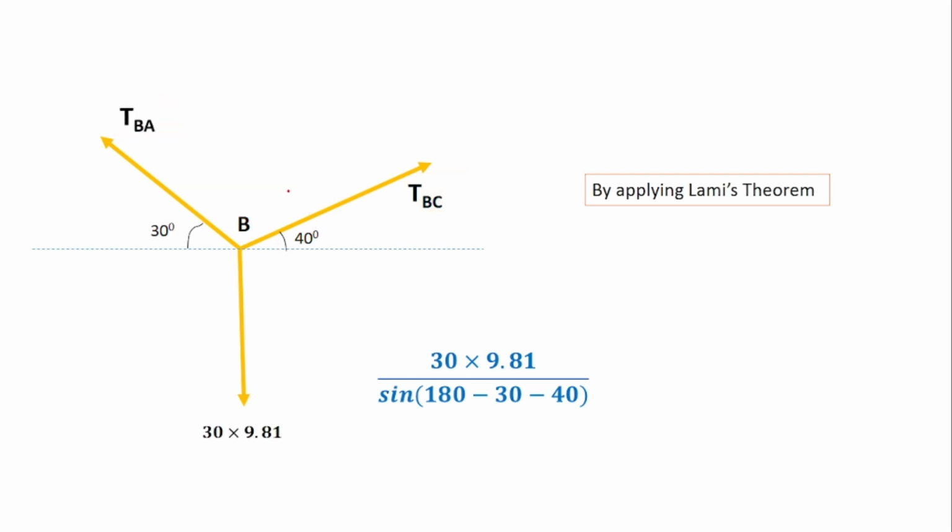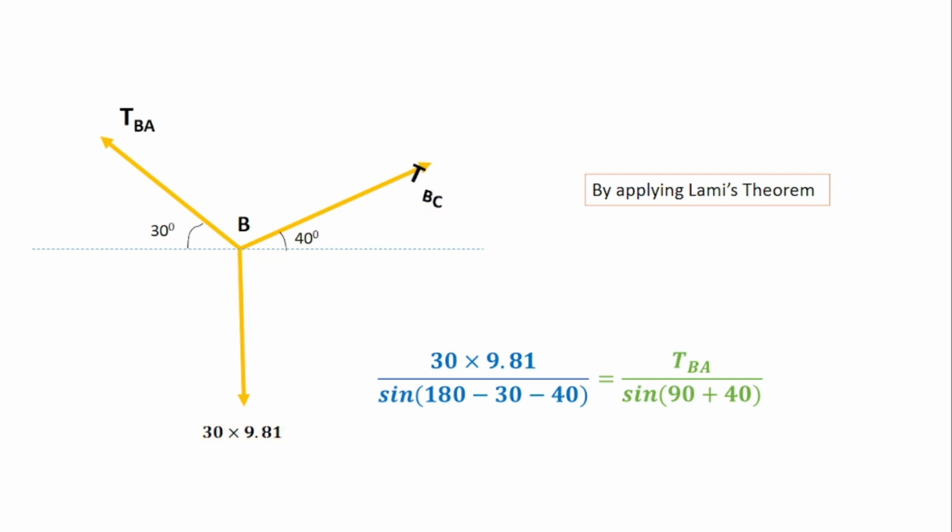Now the next force is TBA. Now this is the unknown force. The remaining two forces are TBC and 30 into 9.81. The included angle between them is this angle. Now the value of this angle will be, first this angle is 90 degree and the remaining angle is 40 degree. So addition of 90 degree plus 40 degree will be the value of the included angle. So it is equal to TBA divided by sine of 90 plus 40.